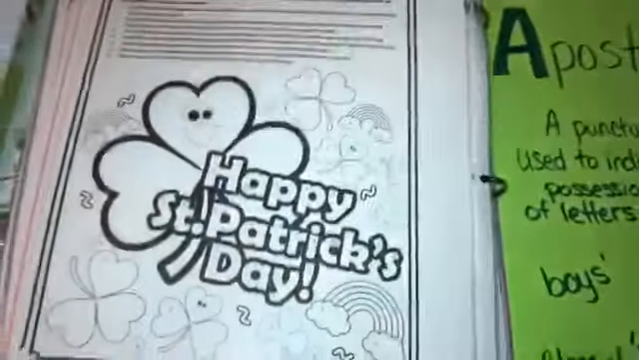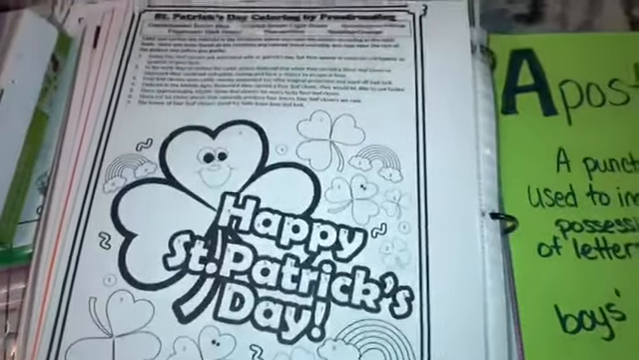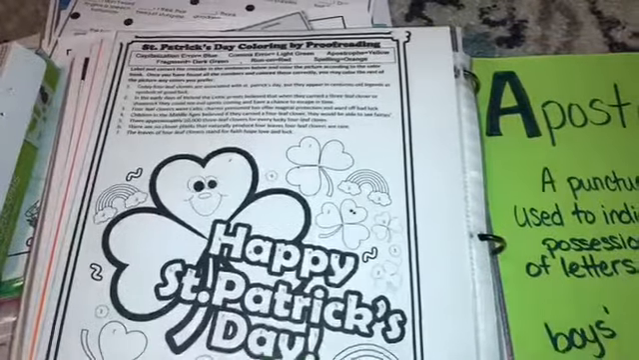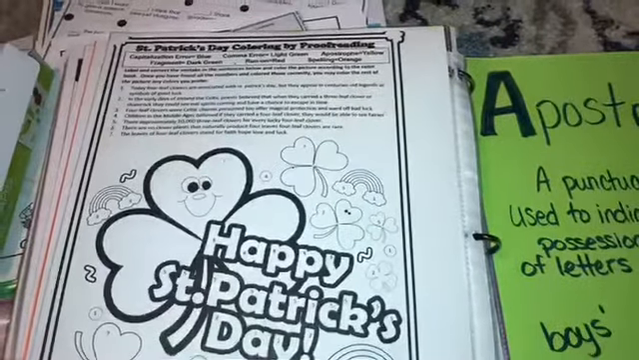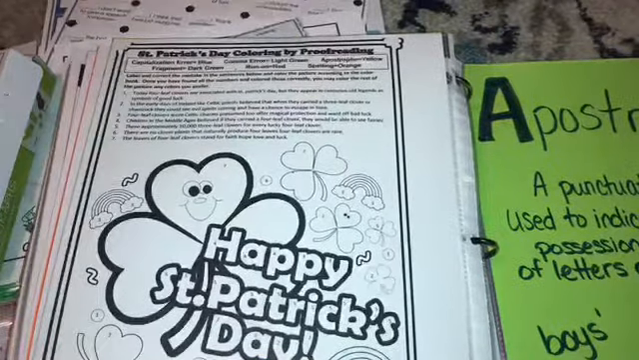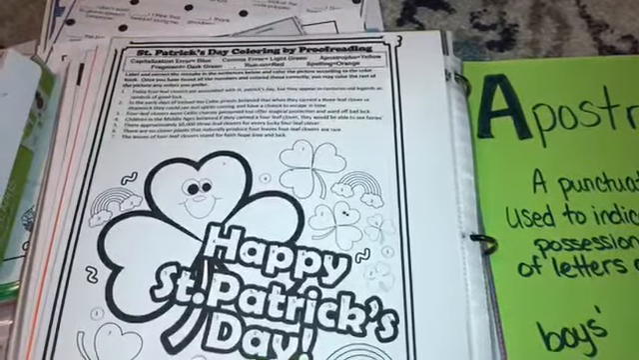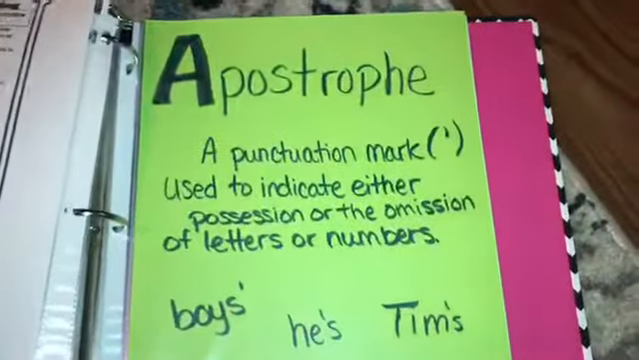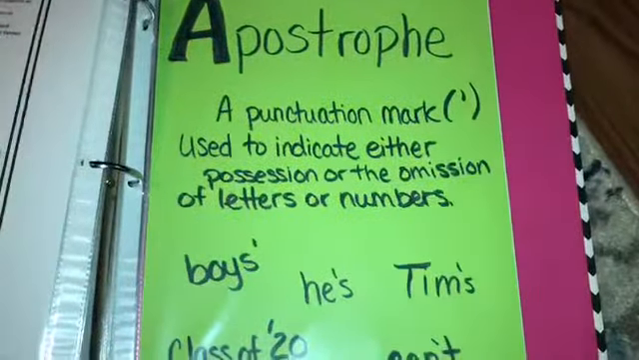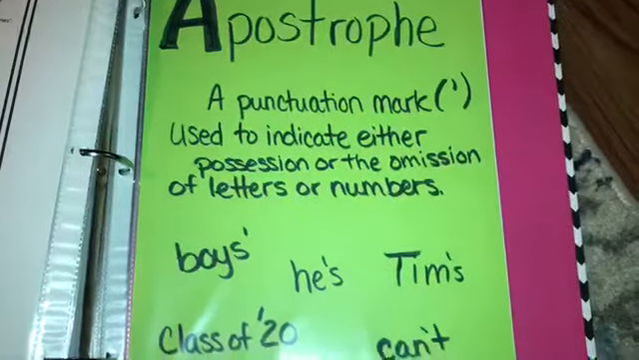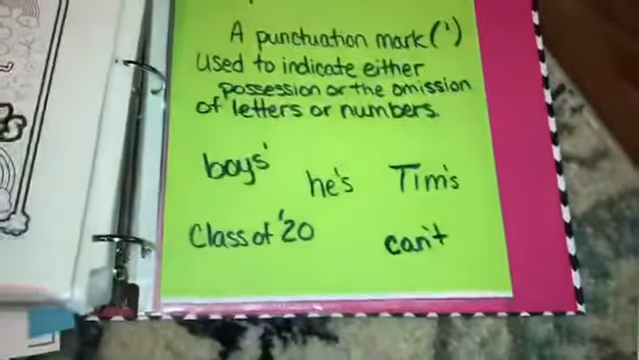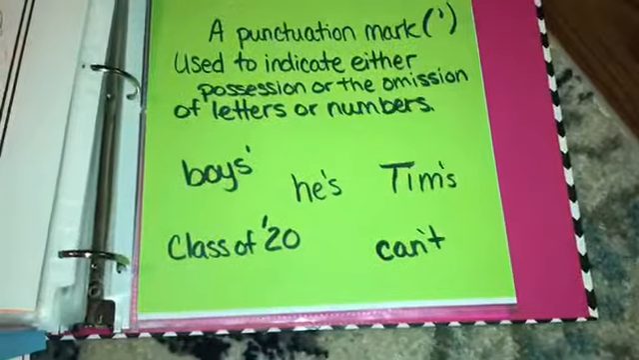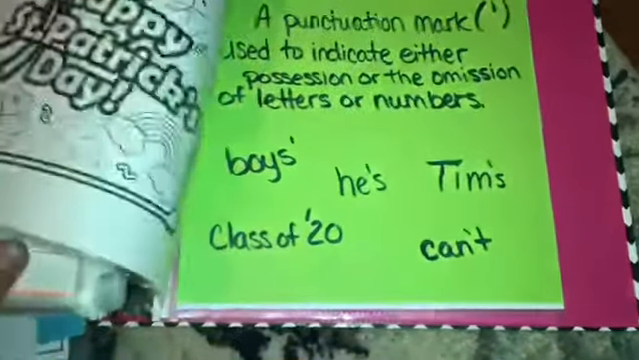And then you would use the same thing that you used for your fragments, where you label and correct the mistakes in the sentence below and color the picture according to the color bank. Once you have found all the numbers and color those correctly, you may color the rest of the picture. An apostrophe, a punctuation mark used to indicate either possession or omission of letters or numbers. And here's some of the examples. Class of 20, can't, Tim's is possession, his, and then boys.